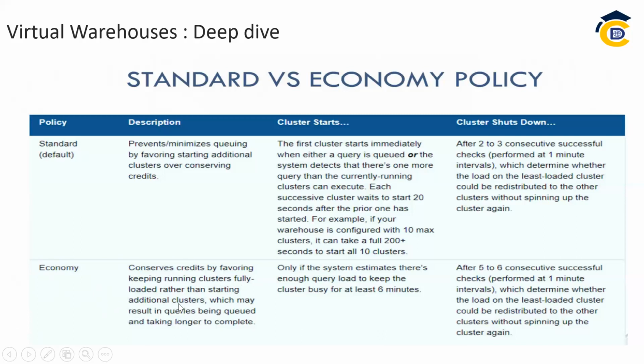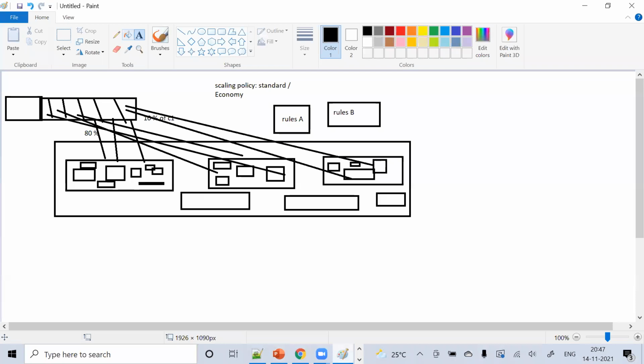Suppose I have these three clusters, and my scaling policy is economy. Until this one cluster is completely occupied, 100%, I will not go and spin up other clusters. Let's use this particular cluster to the maximum limit. Let the queries keep coming and keep using it. I will not spin up other clusters unless it reaches 100%.